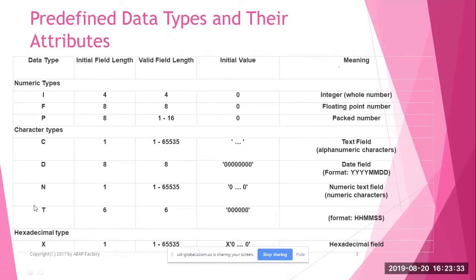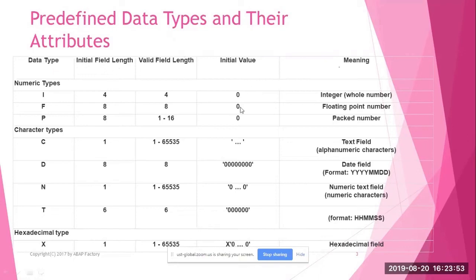And T for time. Okay, so this is the format: hour, minutes, seconds. And then hexadecimal. This is X. Okay, and if you have any hexadecimal values, you will be using it here.